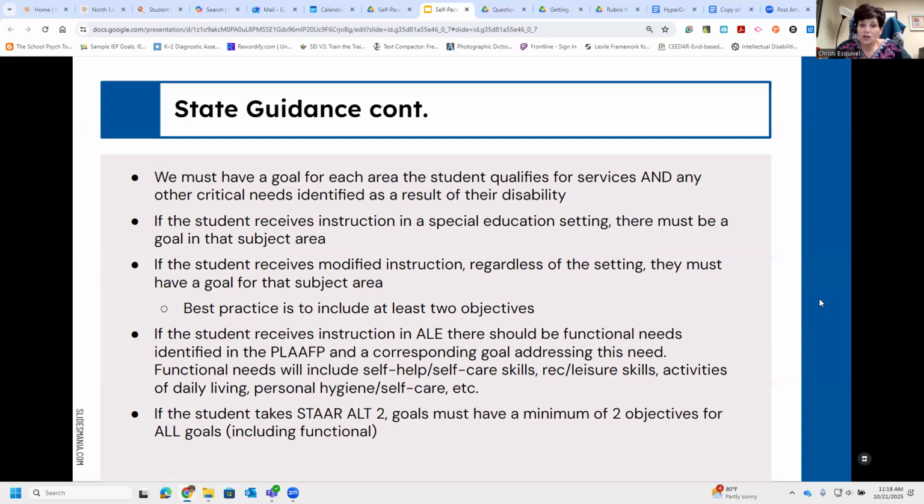If a student receives instruction in the ALE setting, there should be functional needs identified in the PLAF and a corresponding goal addressing this need. Additionally, if the student takes STAAR Alt 2, goals must have a minimum of 2 objectives for all goals, including the functional goal.